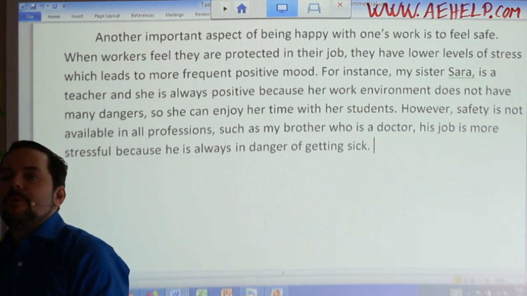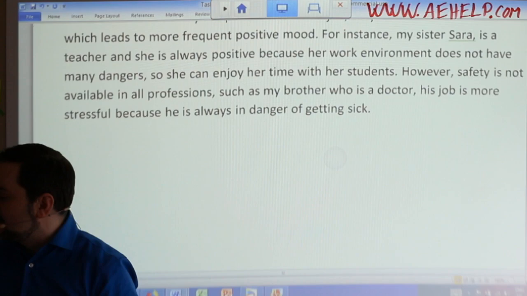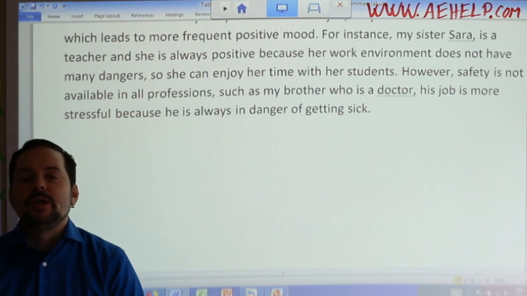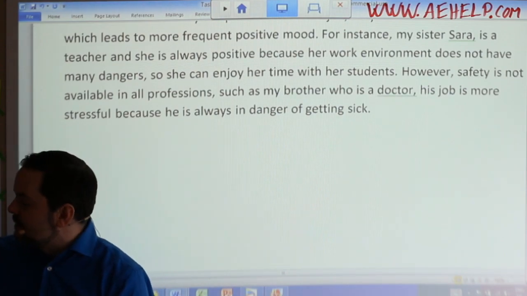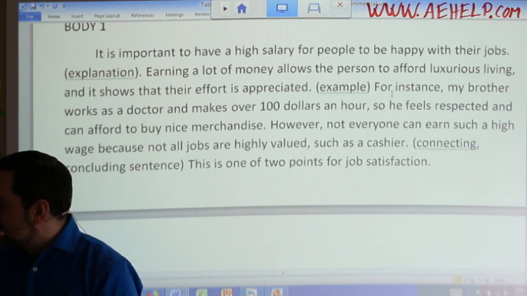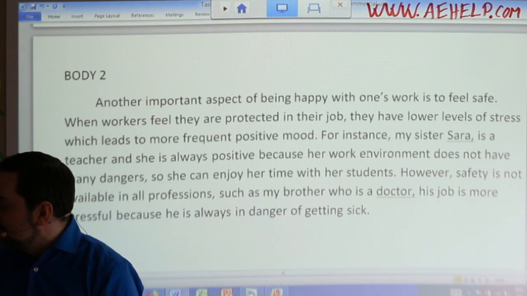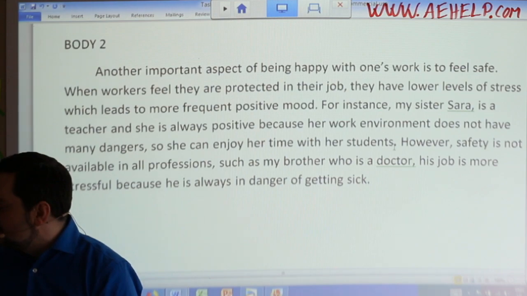Okay, so if you're writing a really, really good essay here, you can actually connect the examples between your body paragraphs. So remember that in body paragraph 1, I mentioned that my brother is happy in his job because he makes over $100 an hour as a doctor. But here I can mention that he is not as happy as he could be because he doesn't have safety in his job.